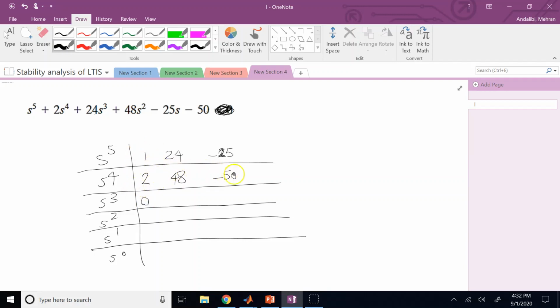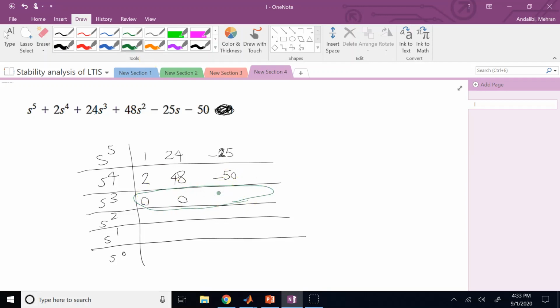Then I use the first row and the first column and third column. So 2 times -25, that's -50, minus 1 times -50. So minus 50 is plus 50. So negative 50 plus 50, so that's 0 also. Divided by 2, again, I get 0.